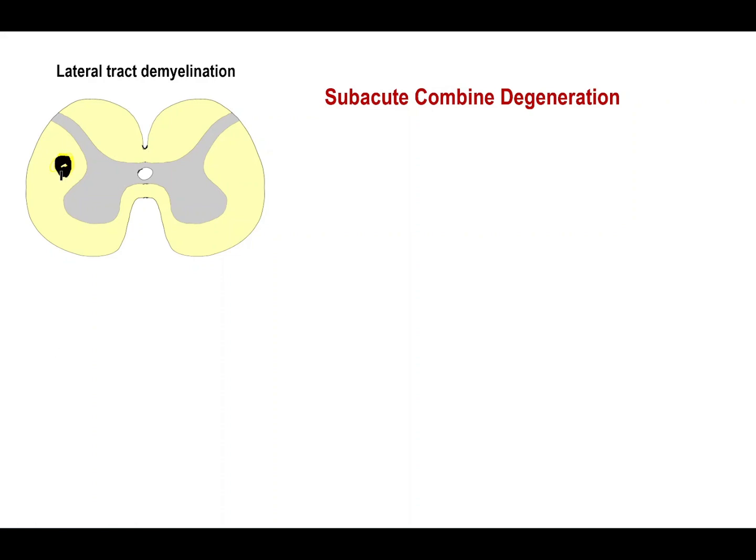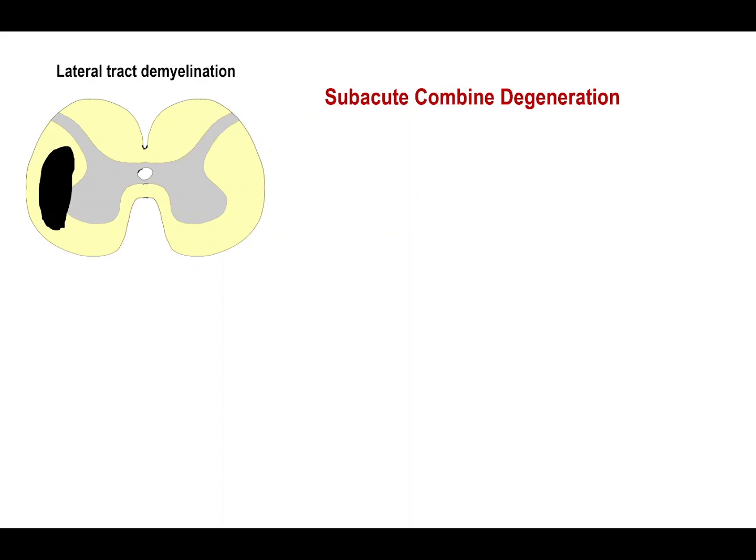Remember here, this was the coracospinal tract, purely motor, and here was the spinothalamic tract. Okay, so B12 deficiency usually leads to combined degeneration. Combined, so this lesion will cause combined damage in this area, leading to demyelination of both tracts. That's why it's called subacute combined degeneration.